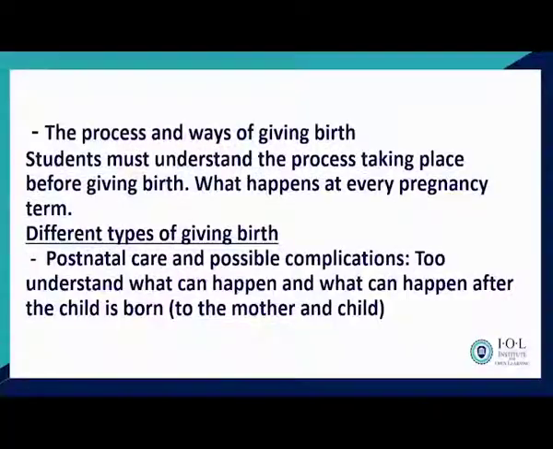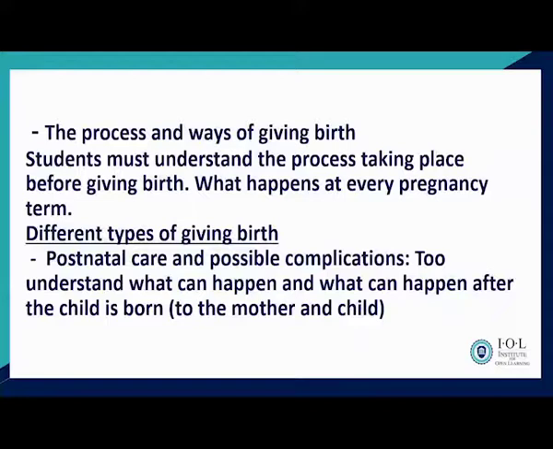What happened at every pregnancy term? Pregnancy has the first semester, the first term, that is to say the trimester, and so on. What happened at each term of pregnancy? You need to understand what happens.